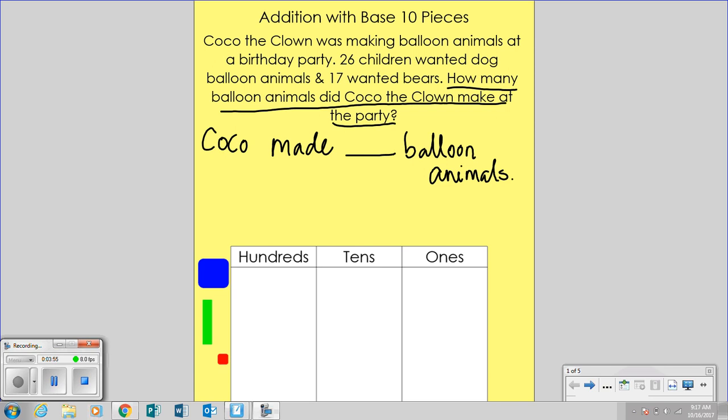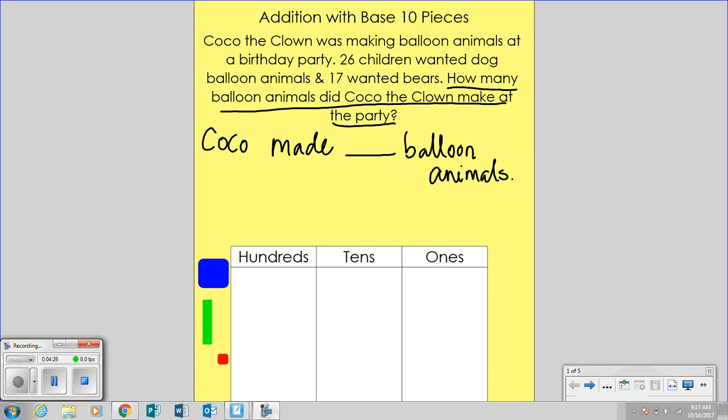Alright, what's going to be the math skill that I'm doing in this equation? Am I going to be doing rounding? Am I going to be doing multiplication? Read that problem one more time in your head. And I want you to think, what's the math skill you're going to use to figure out Coco made blank balloon animals? What is the math skill you are going to use?